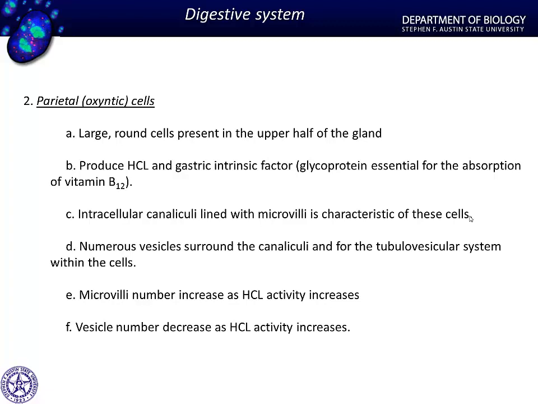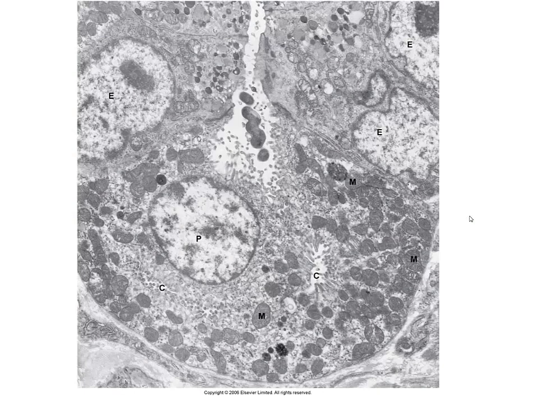Now, these canaliculi have microvilli, in this case not for absorption, which we usually think of for microvilli, but to increase the surface area for secretion. So, as microvilli number increases, that's going to correlate with increased hydrochloric acid activity. Also, the vesicle number of the substrates that we're using is also going to increase as hydrochloric acid activity increases.